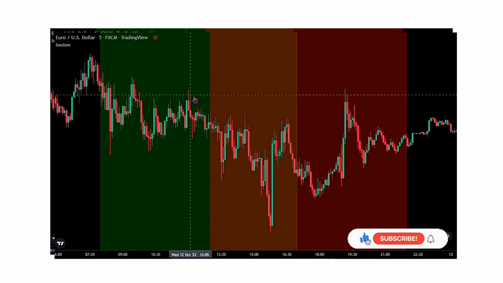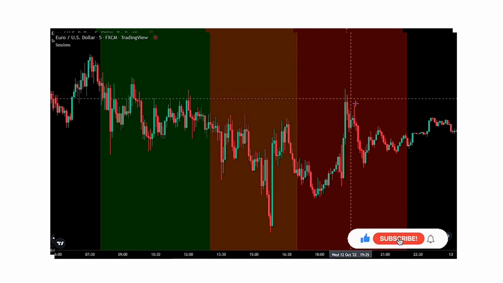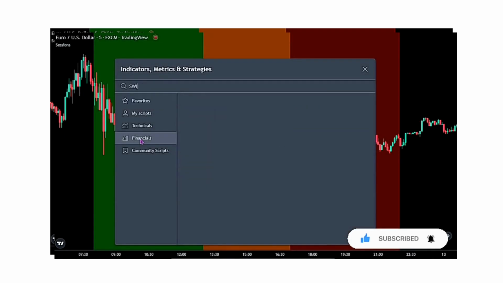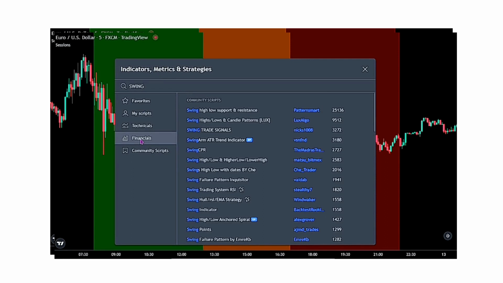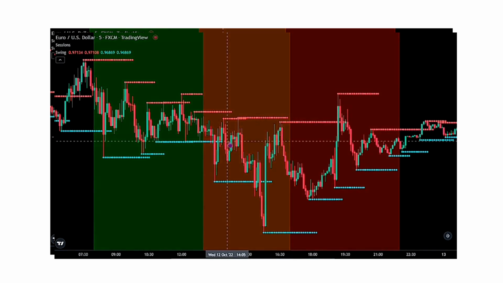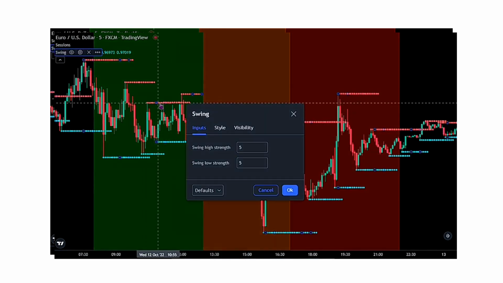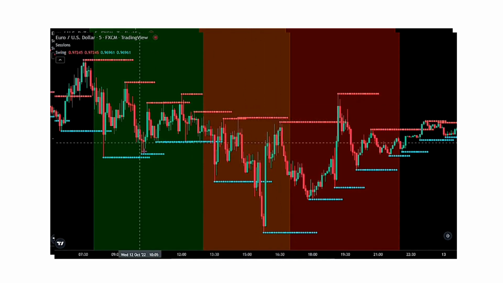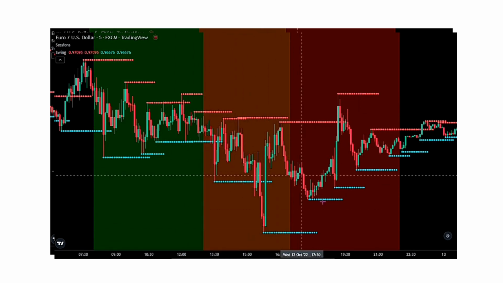To quickly identify that, as there are a lot of people who find it difficult to spot these levels, we would be adding the support and resistance indicator. So go ahead and search for the swing high-low support and resistance by Pattern Smart. Let's take a look at the settings of this indicator. On the input, we could see we have it on 5. We would be leaving it this way, as we need to react on short-term highs and lows of the market for quick gains. These red lines act as resistance while the blue gives us levels of support.